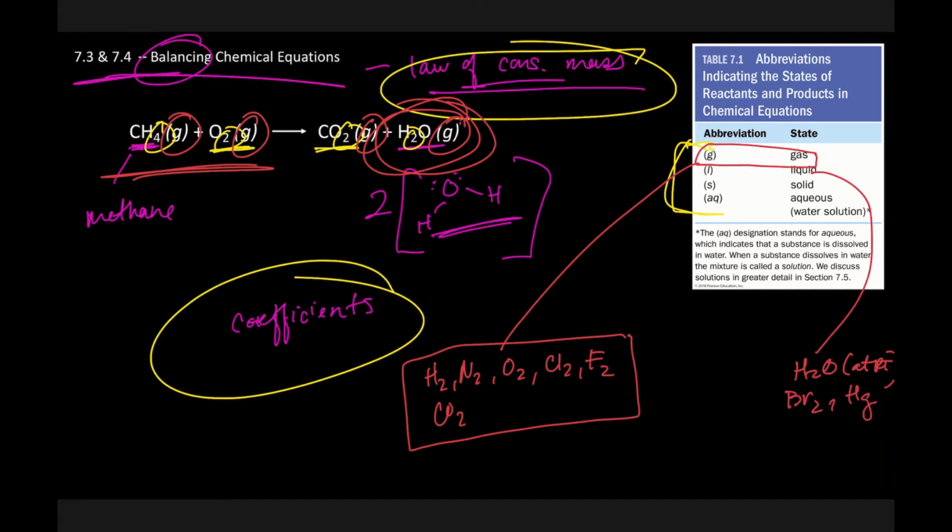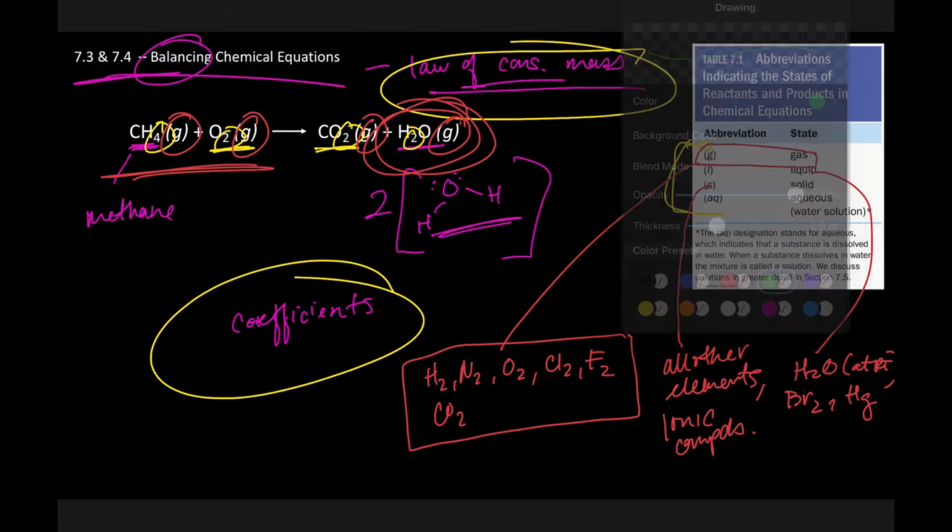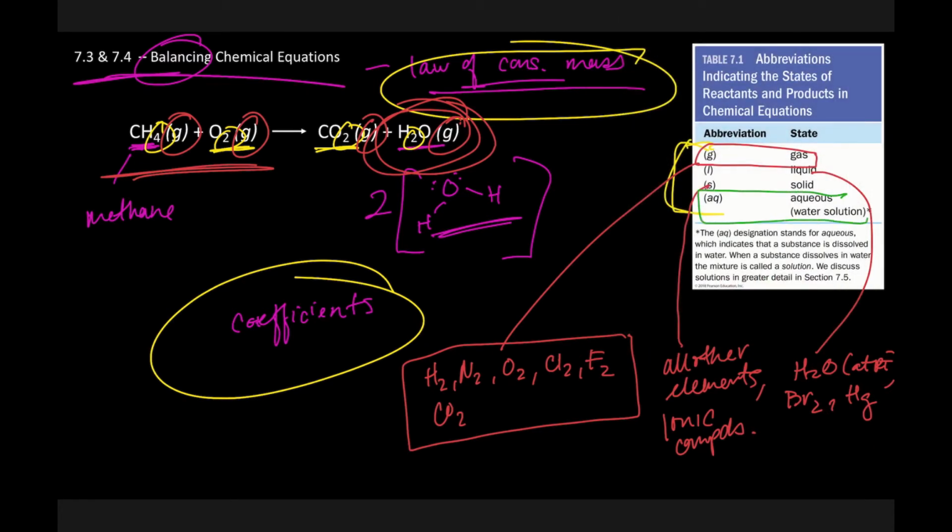Which means that everything else on the periodic table is a solid. So all other elements are solids at room temp, right? In addition, ionic compounds are solids at room temp. Then that leaves us with the one that is a little bit weird and different, which are our aqueous labels.